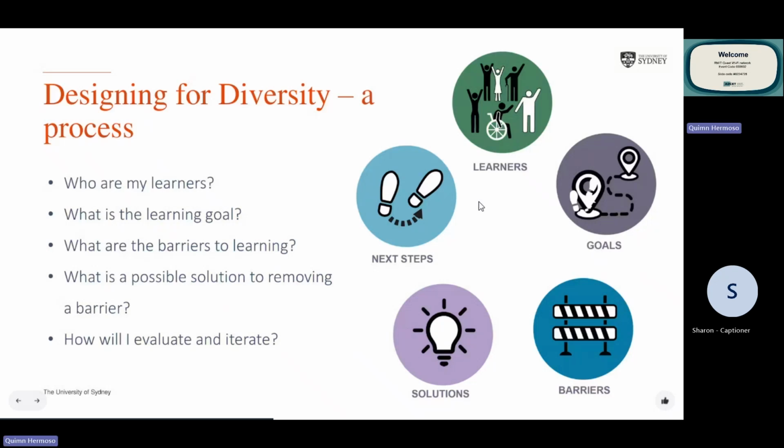And then we ask our academic colleagues, sometimes in collaboration with us, to think about how we can remove those barriers. How can we reduce the impact of those barriers? And then very much part of our story is how we are going to go back, look at what difference it made and how we can iterate those improvements moving forward.